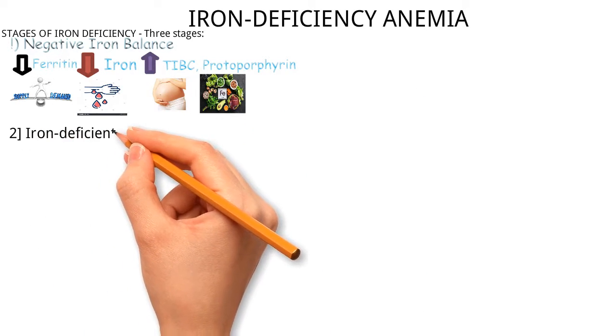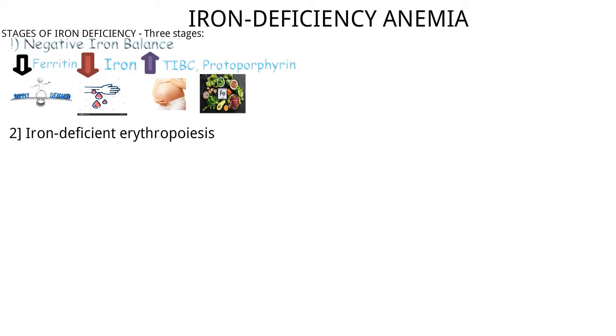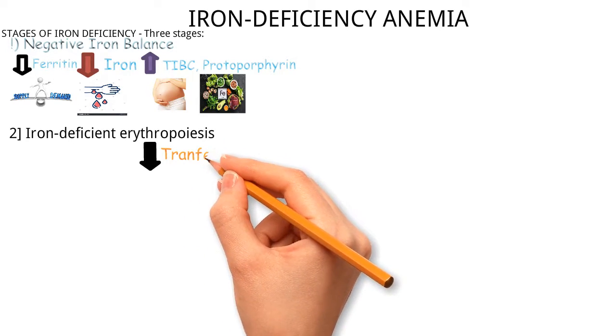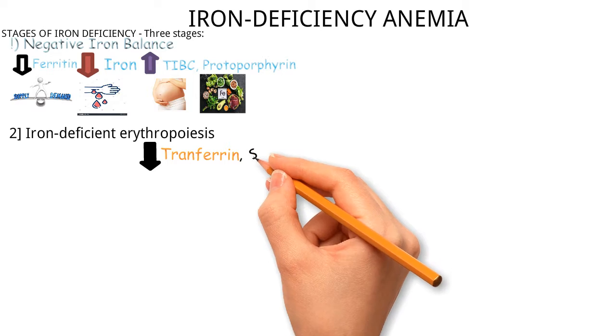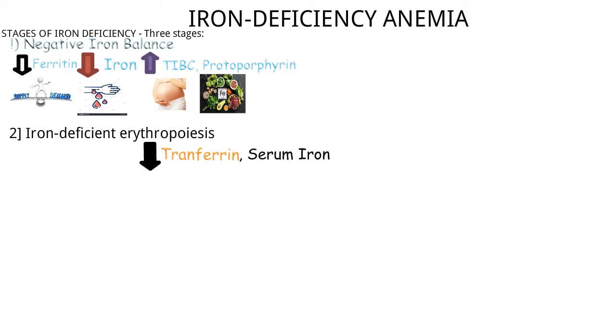The second is iron deficiency erythropoiesis. Once the transferrin saturation falls to 15 to 20%, hemoglobin synthesis becomes impaired. This is the period of iron deficient erythropoiesis. First appearance of macrocytic cells, hypochromic reticulocytes in the circulation are seen in this stage. In this, we can see serum iron decreases and protoporphyrin increases.